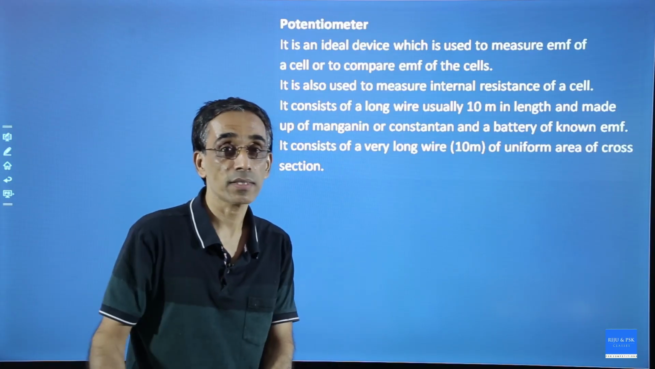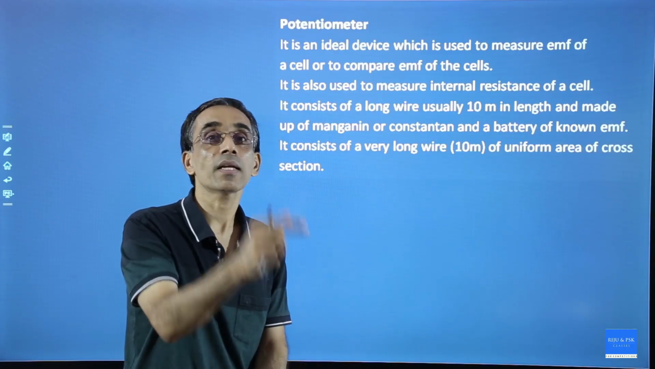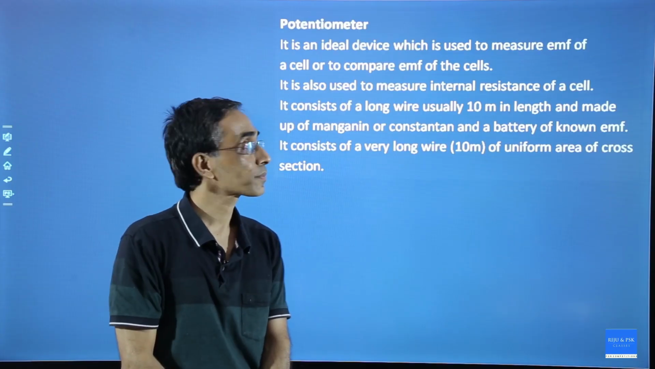There will be a scale attached. Using that, you can measure. There is a balancing length, and there is a galvanometer. There is a null deflection. There is a balancing length. Everything just like meter bridge.